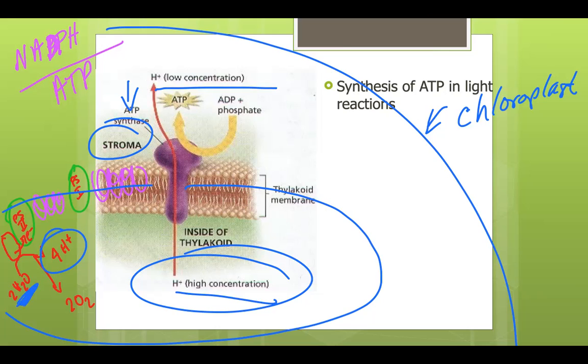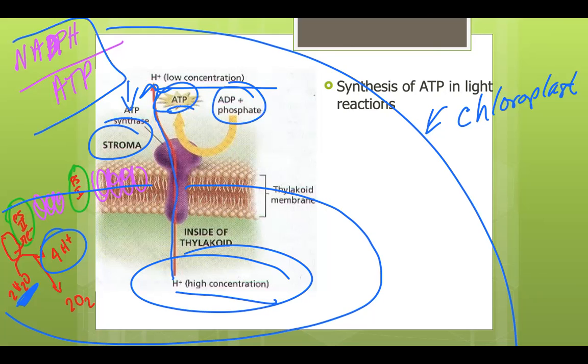And you can imagine with all of the electrons being lost from photosystem 2, you're going to be splitting a lot of water molecules. So you're going to be creating a lot of hydrogen ions. You're going to have a very high concentration of hydrogen ions inside the thylakoid. They're going to diffuse through this enzyme, and that is going to drive the reactions that combine ADP and a phosphate to make ATP.